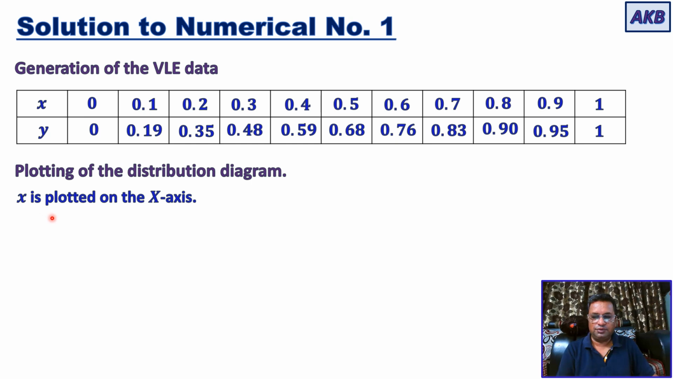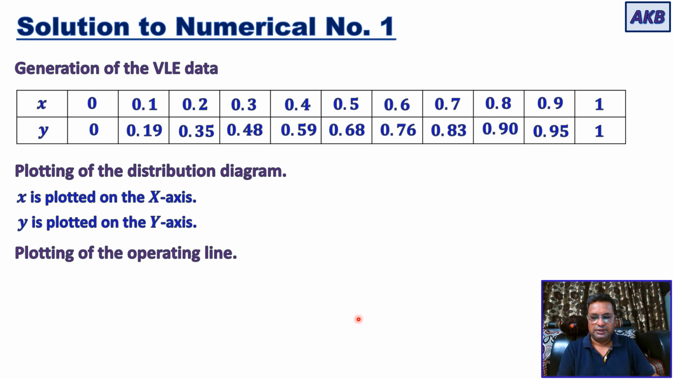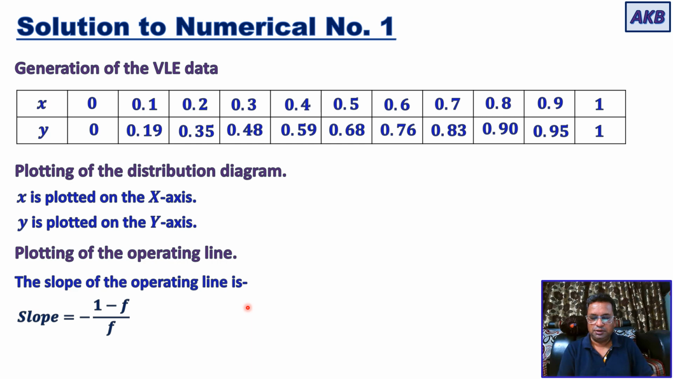So how is it done? All x values are plotted on the x-axis, and all y values are plotted on the y-axis. Once you have the distribution diagram, the next step is plotting of the operating line. I have shown the graph on the next slide. So how are you going to plot the operating line? For that, the slope of the operating line can be used.